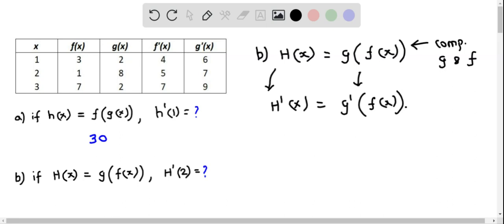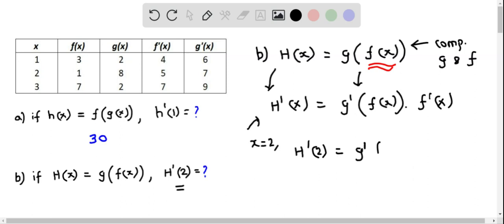Then we apply the chain rule to find the derivative of f of x, which is f prime of x. So I write this as f prime of x. Since we have to find H prime of 2, we replace x by 2 in this equation. Therefore H prime of 2 equals g prime of f of 2 multiplied with f prime of 2. We can pull these values from the table.